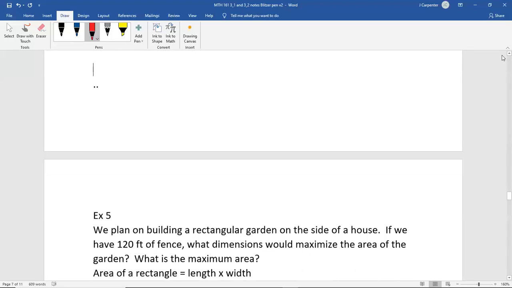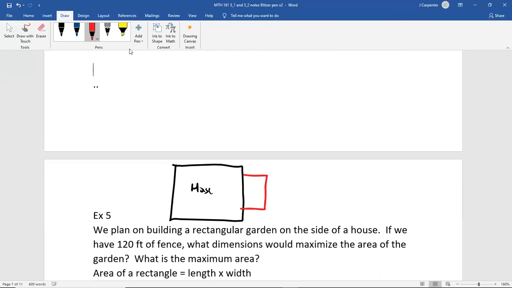So we're going to build a rectangular garden on the side of the house. Why are we going to build it on the side of a house? Well, let me show you. Here's our house from a top-down view, so we're staring at the roof. And then here in red will be our garden.